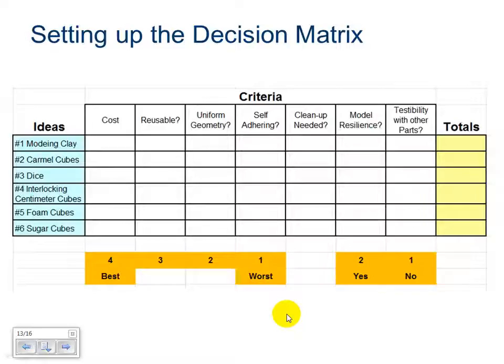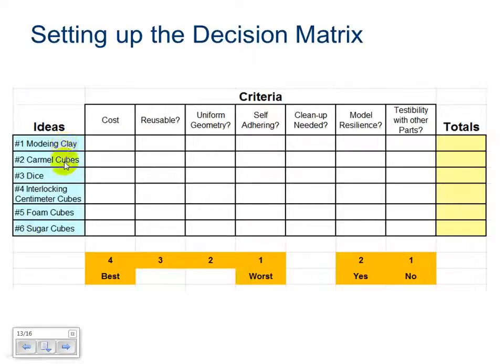Setting up the decision matrix. This is what a decision matrix looks like, and there's a template on Blackboard that can help you if you want a nice neat one like this, or some students just choose to draw the table in their engineering notebook. So you can choose whichever way you like best, and at the end of this presentation I will show you where you can find the template on Blackboard. Notice on the side over here, here are my ideas. These are all the things we were going to consider using for the puzzle cube.